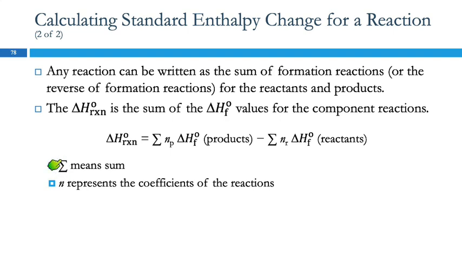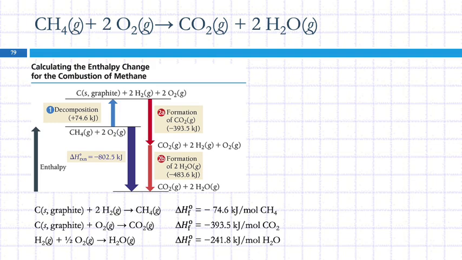So this capital sigma means sum of, and n represents the coefficients. So if you have a product where there's 2 moles of the product, then you have to multiply the delta HF by 2 because you're making 2 moles of it. If you're breaking down 3 moles of something, you multiply it by 3. So we're going to look at the complicated way and the not complicated way to do this.